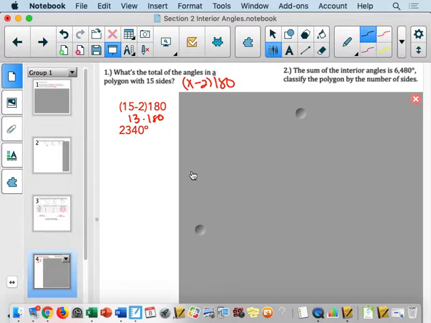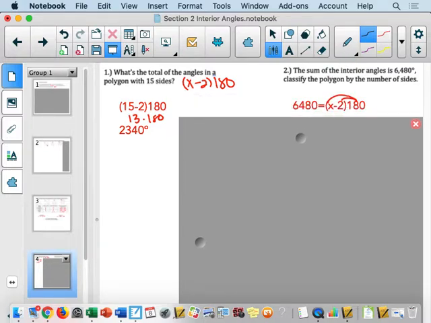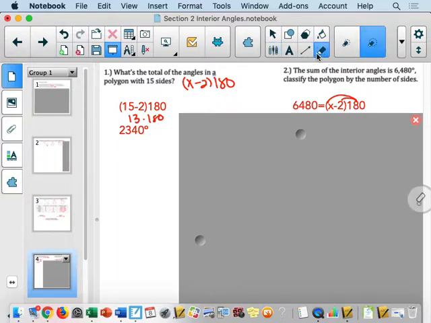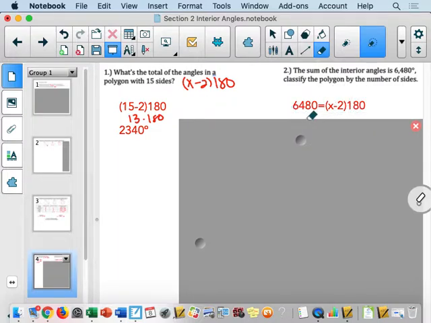On example number 2, it says the sum of the angles is 6,480. We want to classify the polygon by the number of sides. So what was that? You could divide by the 180. We could work backwards. If we have our equation set up, 6,480 equals x minus 2 times 180. You can divide both sides by 180.